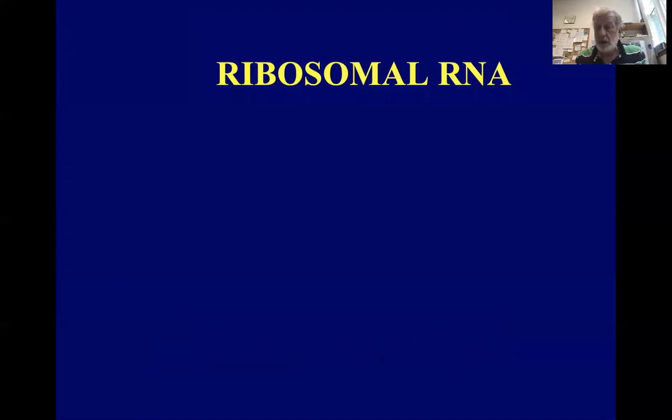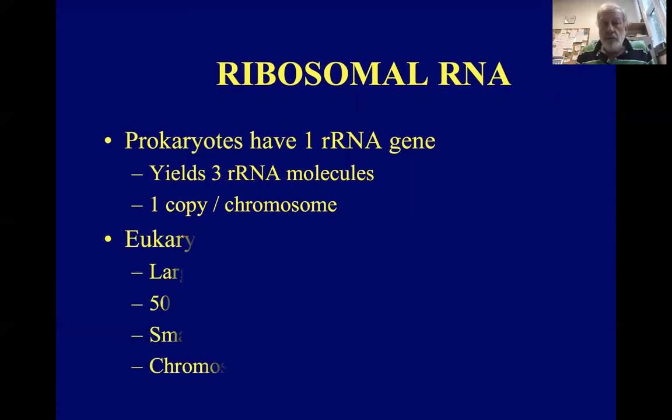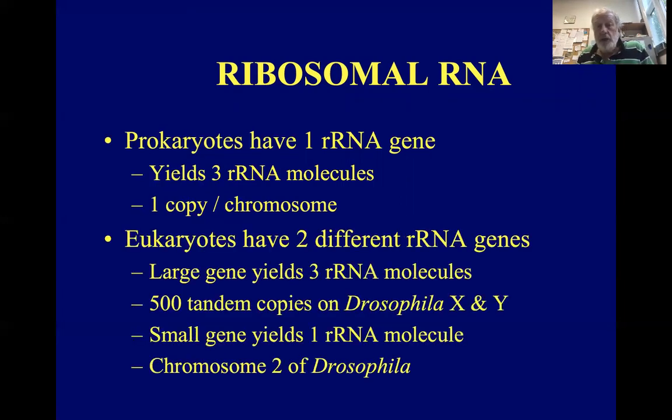Moving on to ribosomal RNA then. We prokaryotes have a single ribosomal RNA gene that yields 3 different molecules, and there's only 1 copy of it per prokaryotic chromosome. The eukaryotes, though, have 2 different ribosomal RNA genes, a large gene that yields 3 ribosomal RNA molecules, and then a small one that yields a single small ribosomal RNA molecule. And they're often on different chromosomes. We can see that. And we have many copies of them.